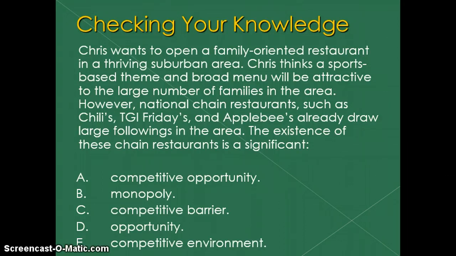The existence of these chain restaurants is a significant A, competitive opportunity, B, monopoly, C, competitive barrier, D, opportunity, and E, competitive environment. Okay, the fact that they already have large followings in the area and people go there and like them and know what they offer means that those are going to be a major barrier for Chris to be able to start his restaurant. So the best answer here would be C.